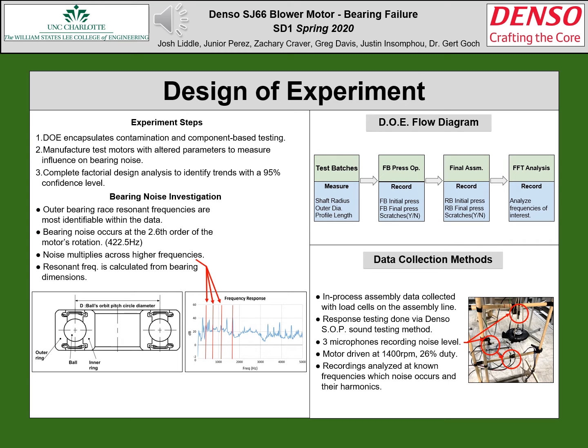The team was tasked with the creation of a design of experiment to analyze the most likely causation of bearing noise. The experiment must test both process and component level factors, as well as be supported by sound statistical theory.